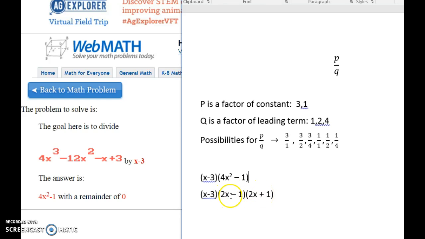And you can see if you solve these for x, you would have x equals positive 1/2 as the solution here, and x equals negative 1/2 as the solution here. But start off by making this list and then look at the graph, and it'll help you narrow down which of these are possibilities, and then you can do synthetic division to prove that they're actually factors, because when you divide, you should get a remainder of 0.